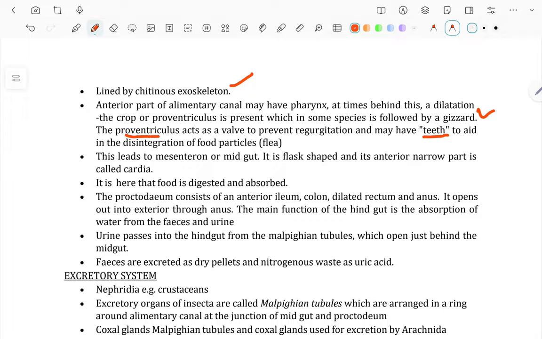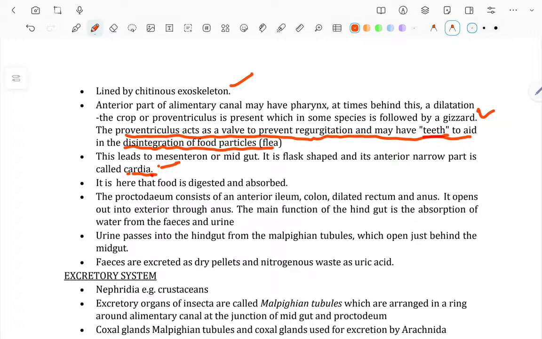The proventriculus acts as a valve to prevent regurgitation and may have teeth to aid in the disintegration of food particles. It leads to mesenteron or midgut, which is flask-shaped, and its anterior narrow part is called cardia. It is here that food is digested and absorbed.